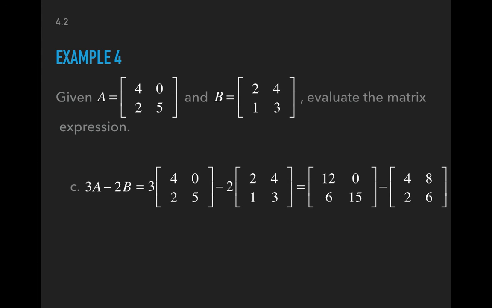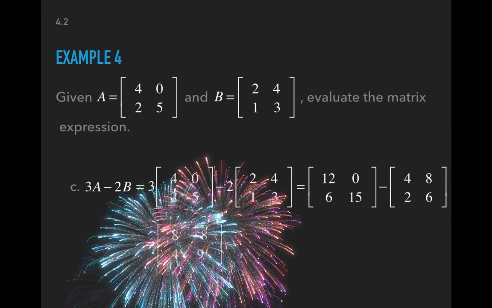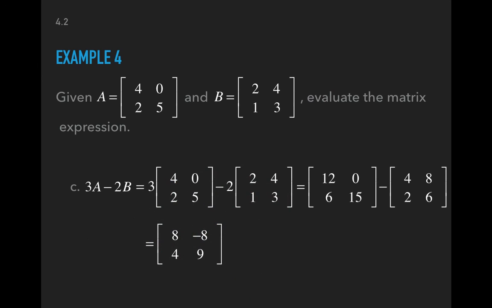our matrix B, which has been multiplied by a scalar of 2. So notice that now that second matrix, every value is twice as much as what it originally was. Then you just subtract the corresponding elements. So 12 minus 4 is 8. 0 minus 8 is -8. 6 minus 2 is 4. And 15 minus 6 is 9.